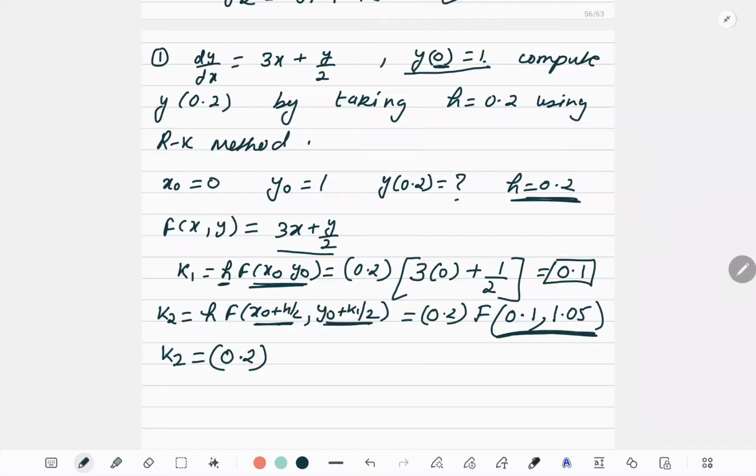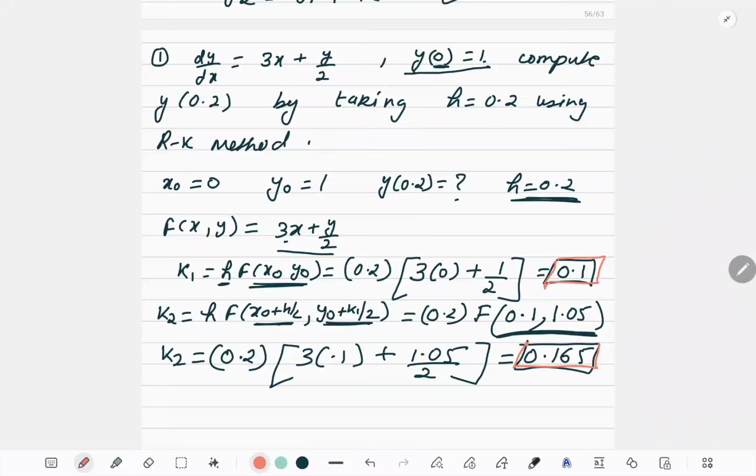Now the function at these two points. The function is 3x plus y by 2. So 3 times 0.1 plus 1.05 by 2. Correct? So for my k2 value, you use your calculator, evaluate, it will be 0.165. So this is my k2 value. This is my k1, this is my k2. Now let's move to k3. So k3 is h f of x0 plus h by 2, comma y0 plus k2 by 2.